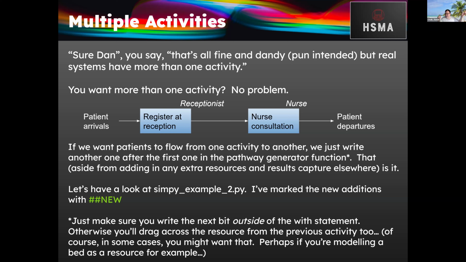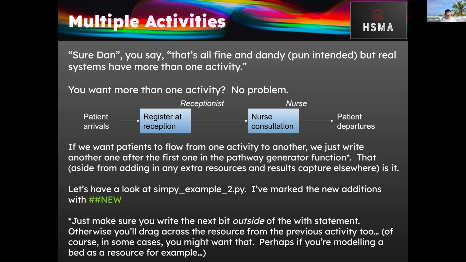We also have to, of course, if that activity needs a new resource like a receptionist, add those bits in elsewhere as well. But fundamentally, that's all we're doing. We're just adding in the same thing: in that patient journey function, we're now adding in another with statement, and this one says with a receptionist, do this.